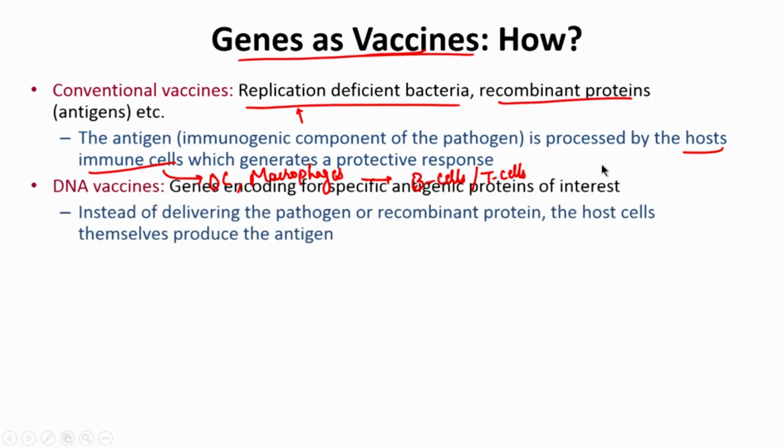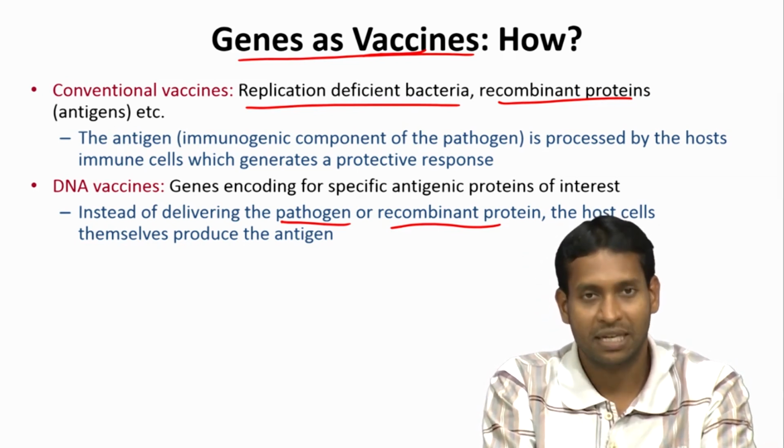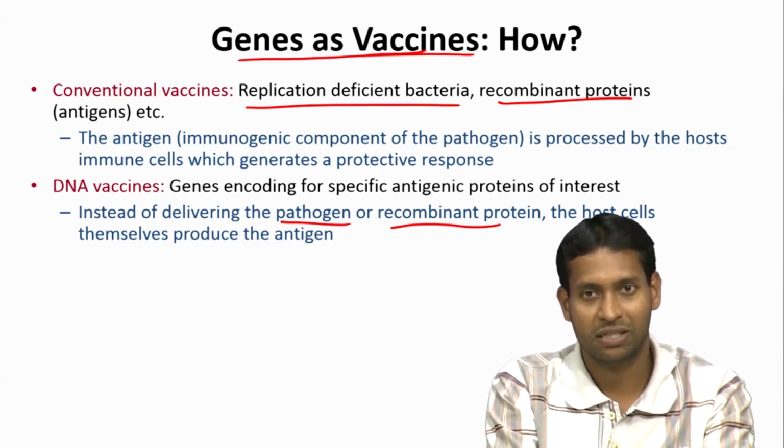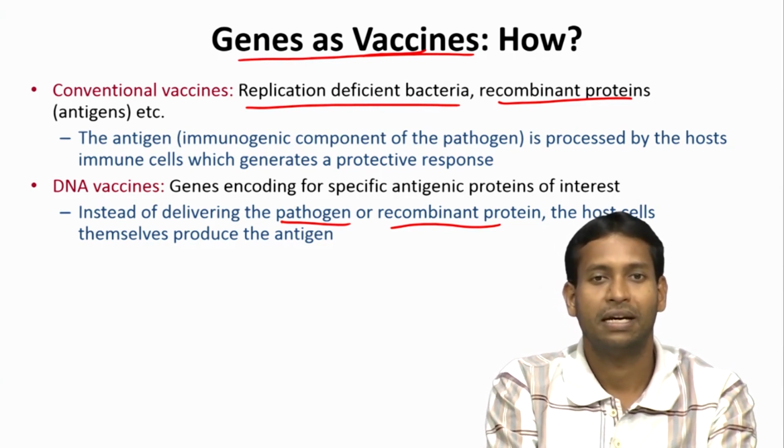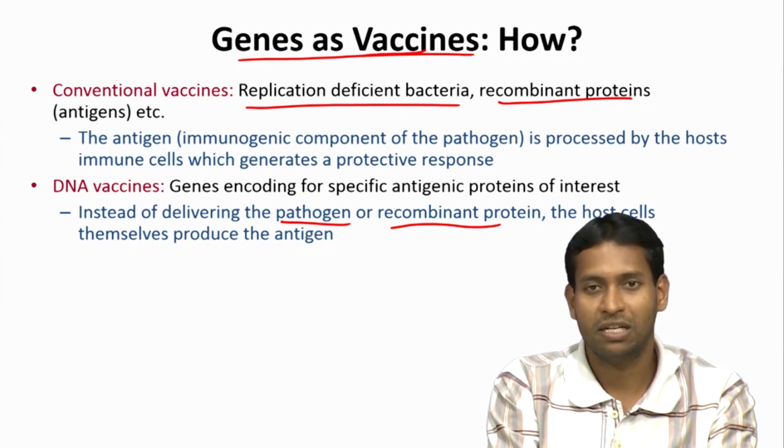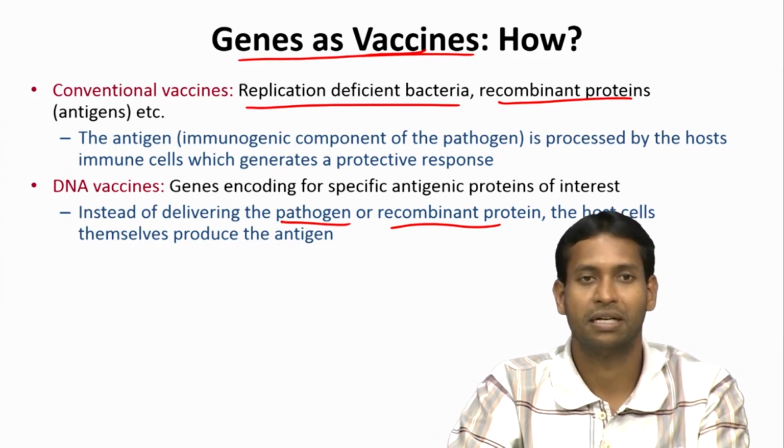Now, when we talk about DNA vaccines, or genes as vaccines, we are saying: instead of delivering the whole bacteria or the recombinant protein, why do not we deliver a gene or DNA that codes for the antigen that you want. Now the host will themselves produce this antigen, and it will stay there for quite a while, because the host cell, as long as it is there, is going to continue to produce it. You do not have to deliver the antigen externally or multiple times in this case.